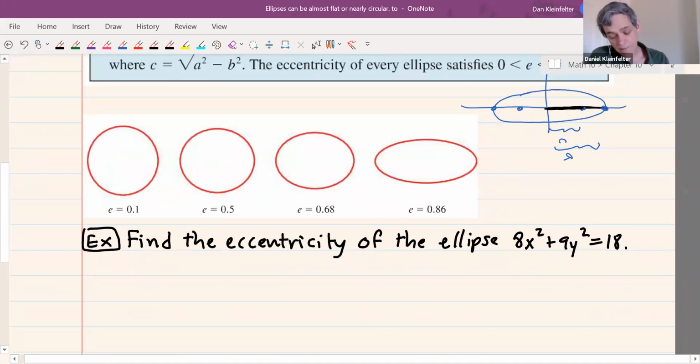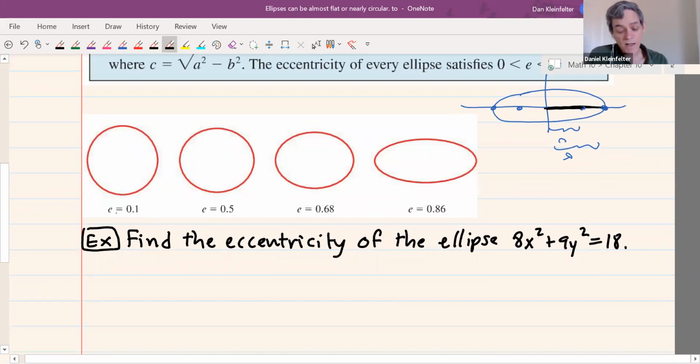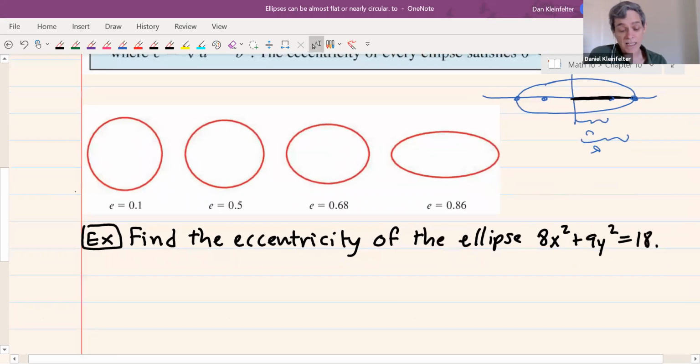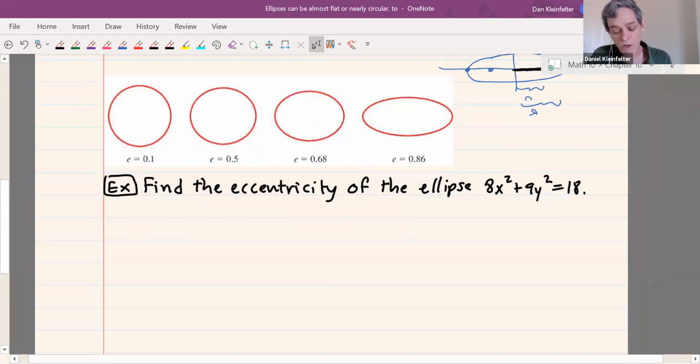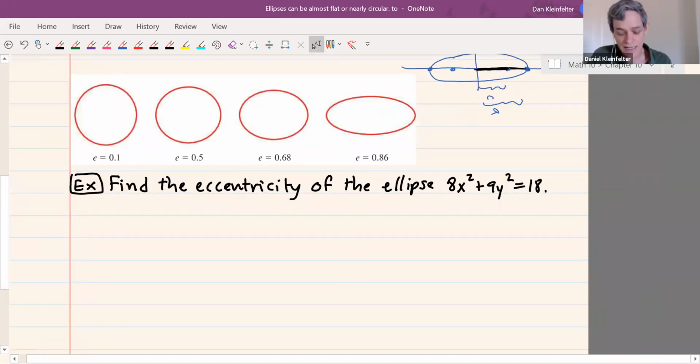Here are a couple of examples. This first one, E is 0.1. That's relatively small. If you don't look really, really carefully, it could look almost like a circle. E of 0.5, that should look a little more squashed to you. 0.68 definitely squashed, and then 0.86 definitely squashed. So the bigger the number for eccentricity, the more squashed it is. We don't really have a sense of looking at an ellipse and saying its eccentricity is 0.7 or something by looking at the picture. Mostly, we would just judge which one is more squashed than the other based on calculating its eccentricity.